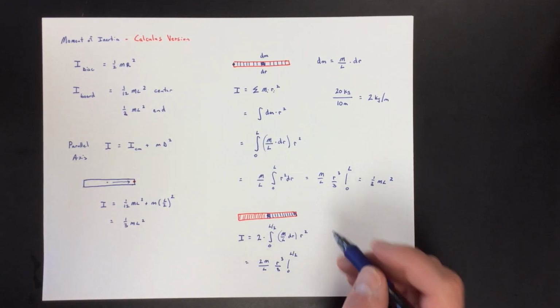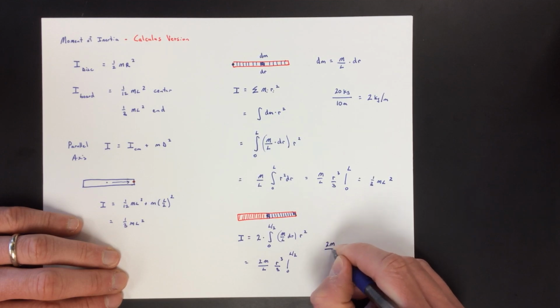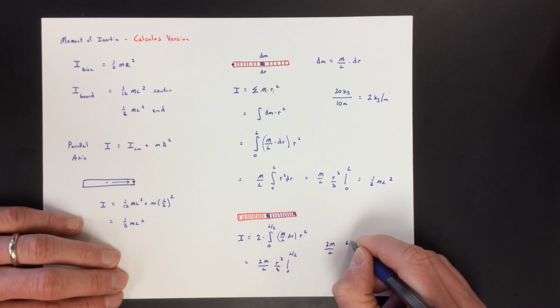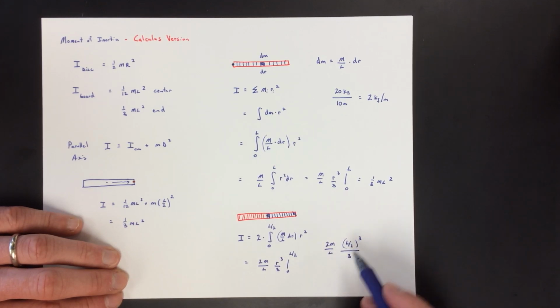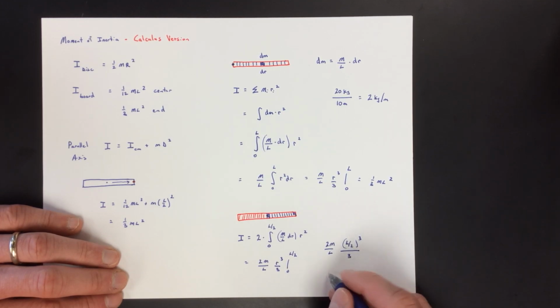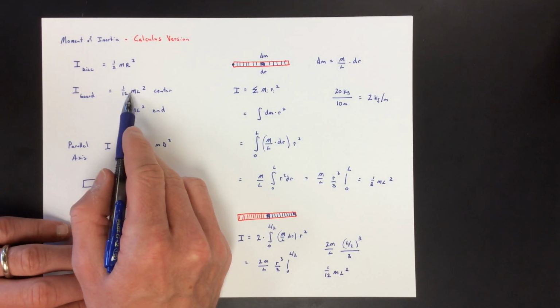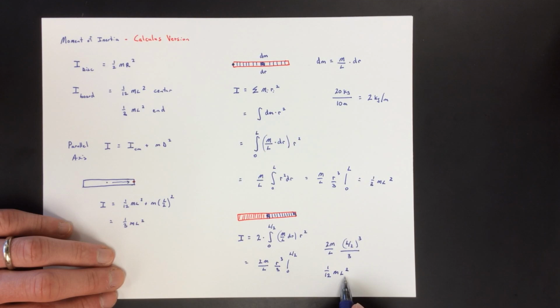Okay, so think about this. This then is 2m times L over 2 cubed over 3. L over 2 cubed gives you 1/8. 1/8 and 2 gives you 1/4. 1/4 and 3 gives you 1/12. M, L cubed, and L squared. Boom. See? The board pivot on the center is just 1/12 m L squared.